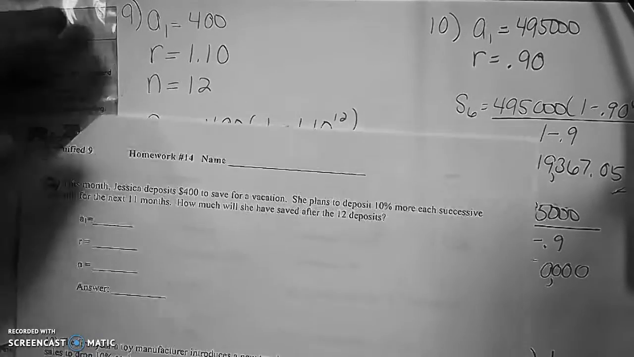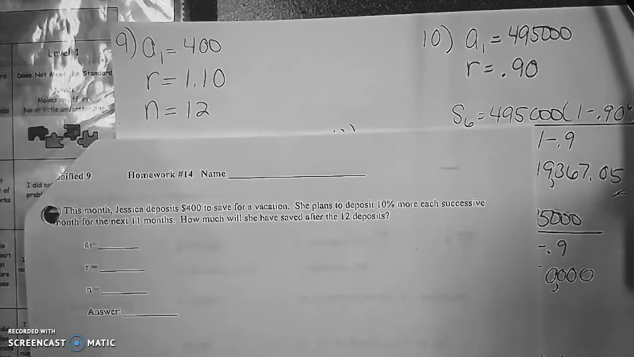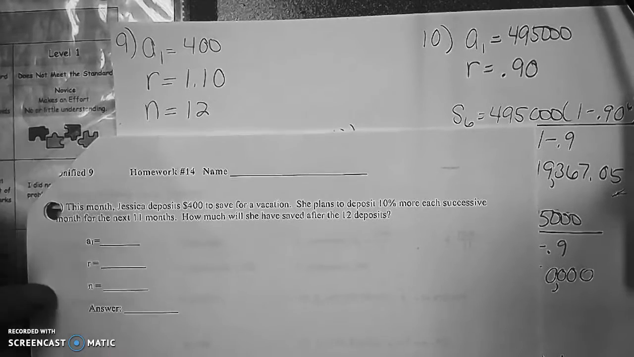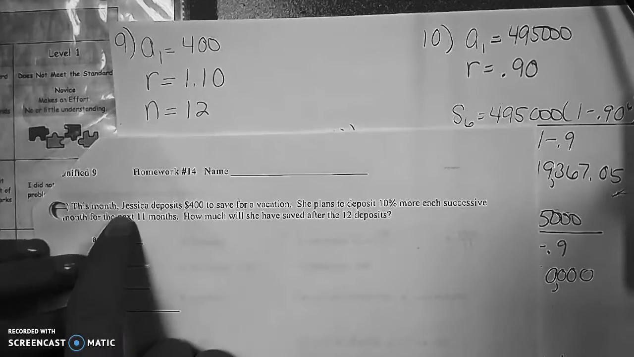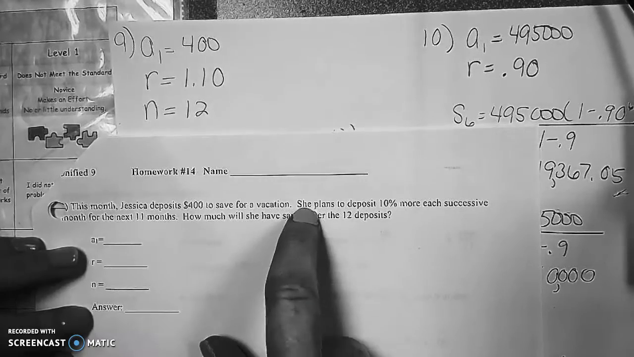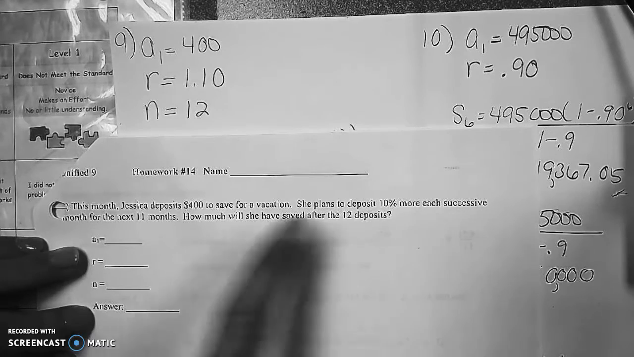Morning, we're looking at Unified 9 homework number 14, the frequently asked questions that you guys mentioned in your Google form. So the first one is number 9. This month, Jessica deposits $400. So that's going to be A1. She plans to deposit 10% more each successive month.